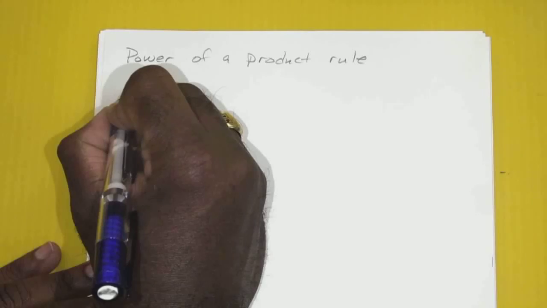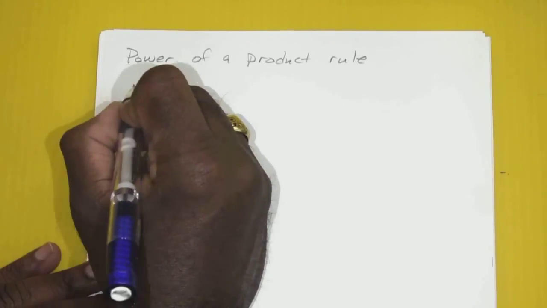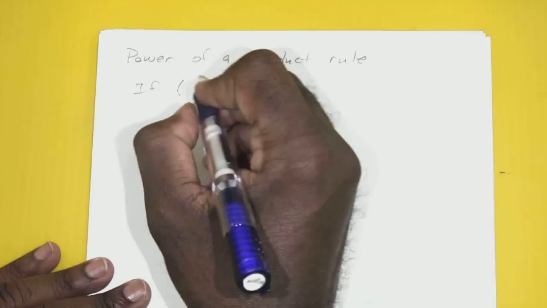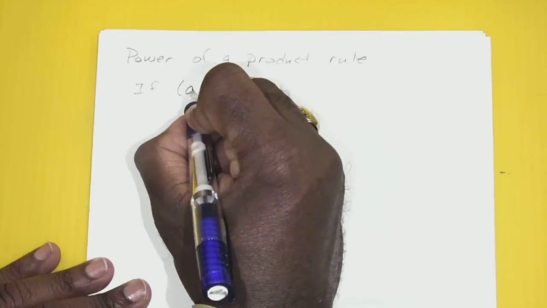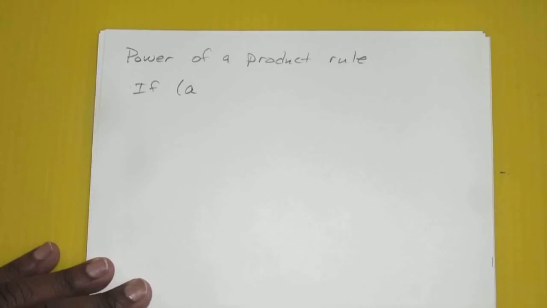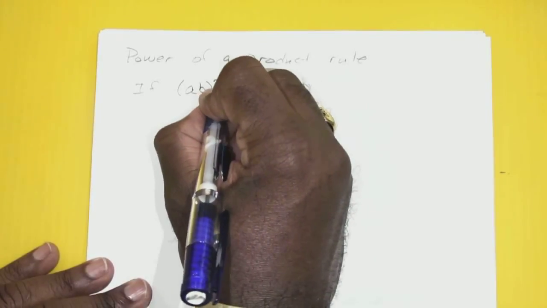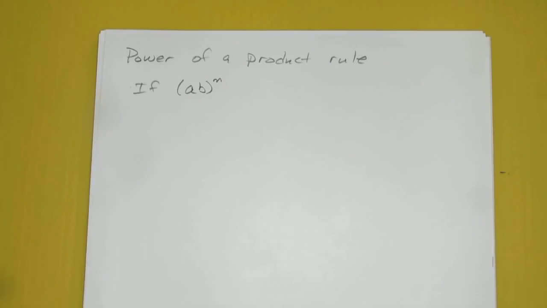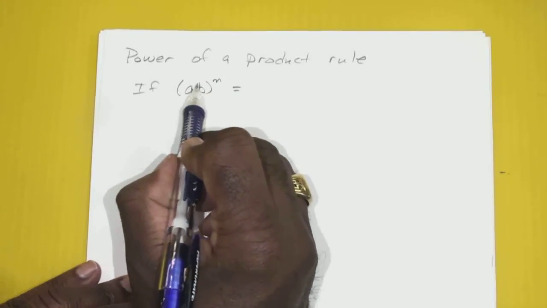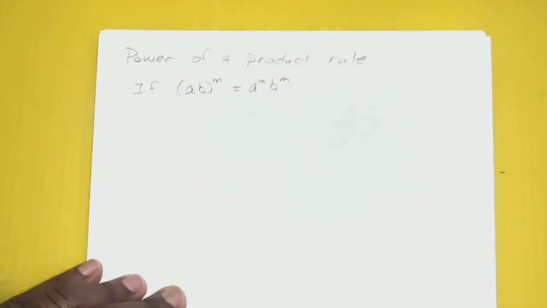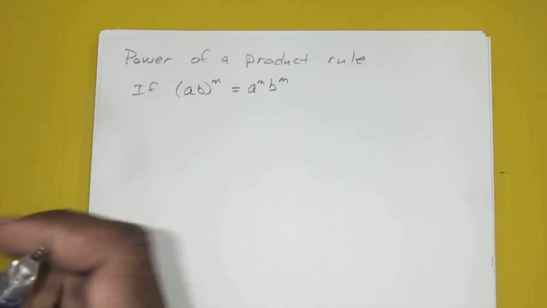Okay. Let's say instead of a to the power of m, we have a times b to the power of m. Then all you're going to do is distribute that exponent to both of those. So that's a to the power of m times b to the power of m.